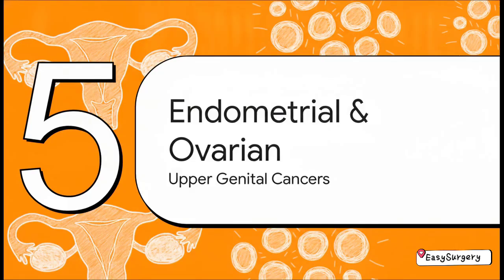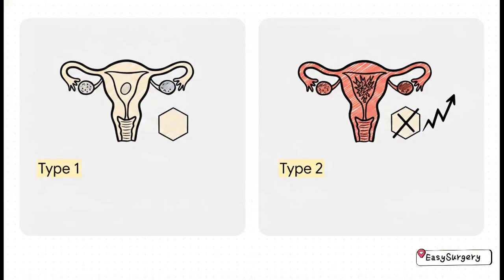Bringing us to our last stop, Section 5, endometrial and ovarian cancers. We're heading up to evaluate malignancies of the upper genital tract. So endometrial carcinoma is actually the most common gynecologic cancer in the US, and its pathology is fundamentally split down two very distinct pathways. Type 1 cancers are your most common ones.